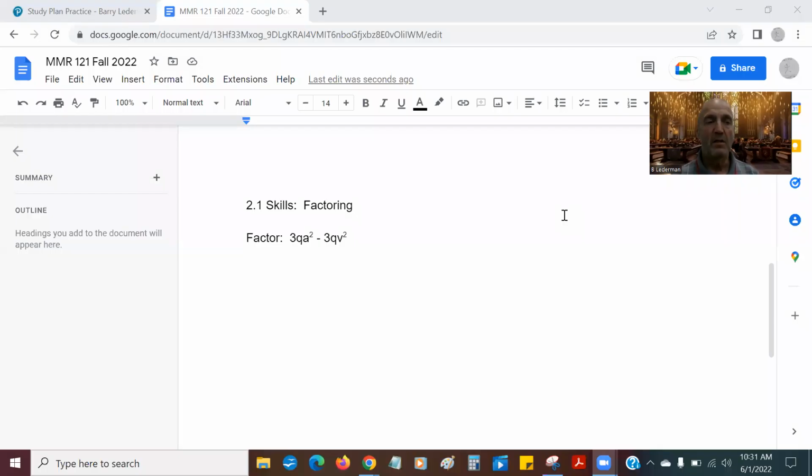Okay, so we want to factor 3q a squared minus 3q v squared. Well, the first thing you do when you're factoring, always the first thing, is look for any common factors. And so I'm factoring out the 3q because I have a 3q times a squared and I have a 3q times v squared. Just want to highlight them so you get my gist. So there's my 3q right there.